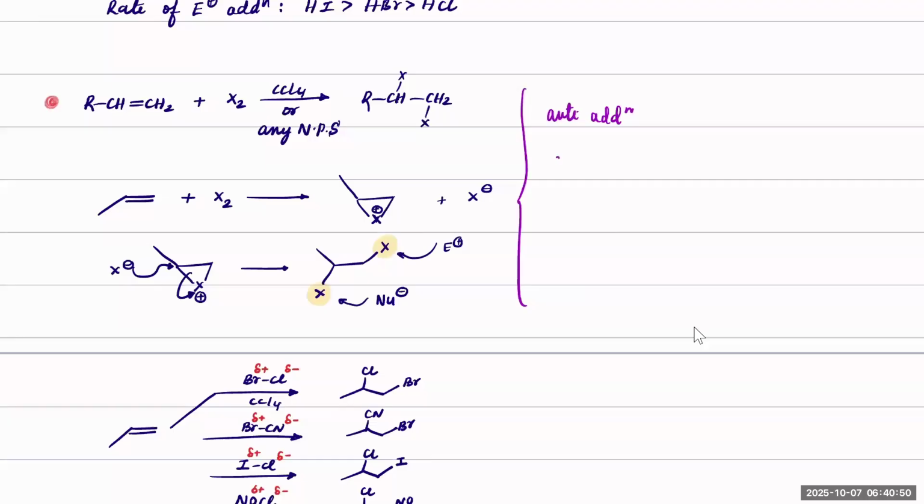So usually we know that if you take a cis molecule and make an anti-addition, the product you will get is threo. Trans molecule, if you make an anti-addition, product you will get is erythro. Got it?